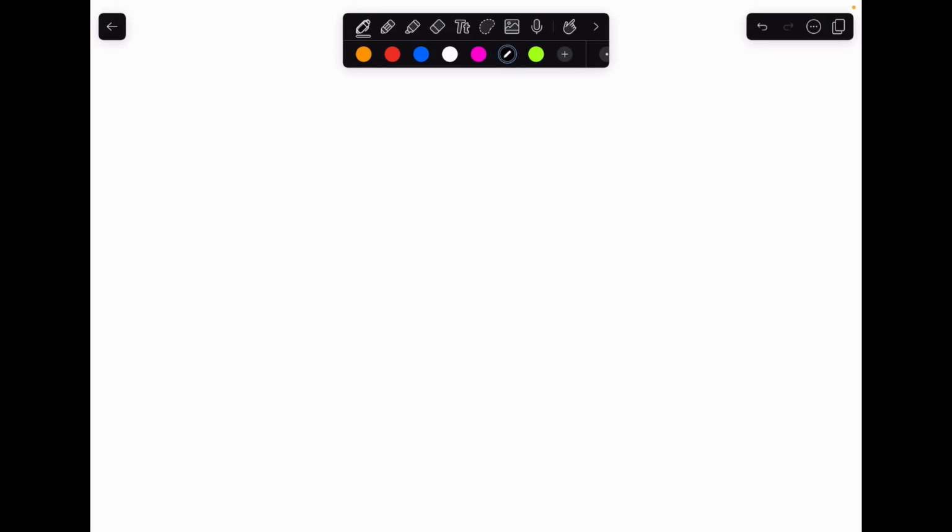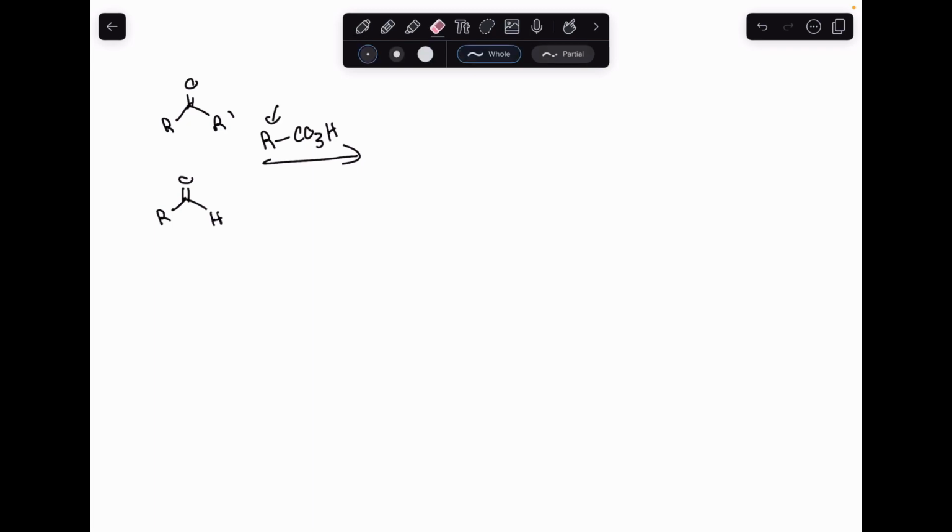The Baeyer Villiger oxidation reaction can start off with two different starting reagents. It can start off with either a ketone or an aldehyde. This ketone or aldehyde is treated with an R group that's directly conjugated to CO3H. Now, R group just means anything that is not hydrogen. And again, this is called a peroxy acid.